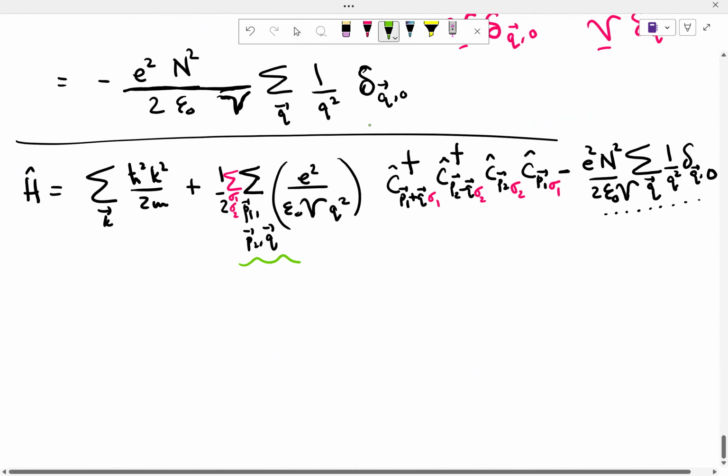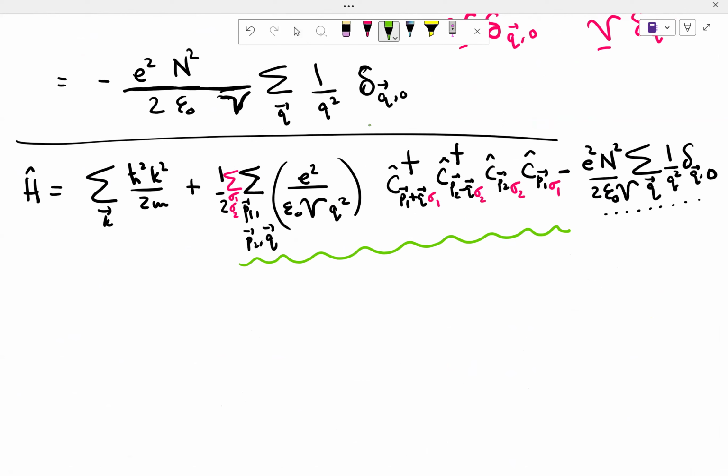Now, if you look at this term, and if you insert Q equals 0 here, let me look at this term when Q equals 0. So when Q is equal to 0, I have 1/2 sum over P1, P2, e square over epsilon naught V Q square.